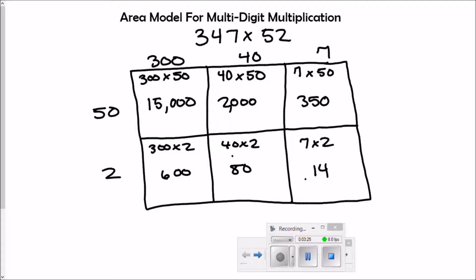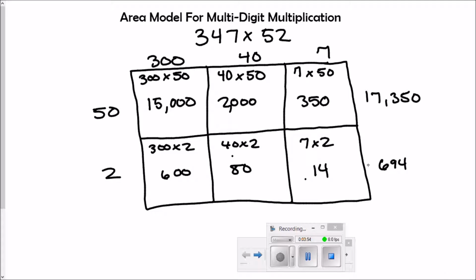So now what I have to go through and do is find the sum of each row. So 15,000 plus 2,000 is going to be 17,000, and then you add 350 to that, you get 17,350. In the bottom row we have 600 plus 80, which is 680, plus 14 gives us 694.